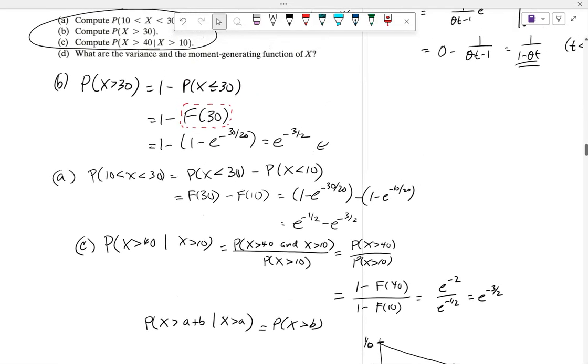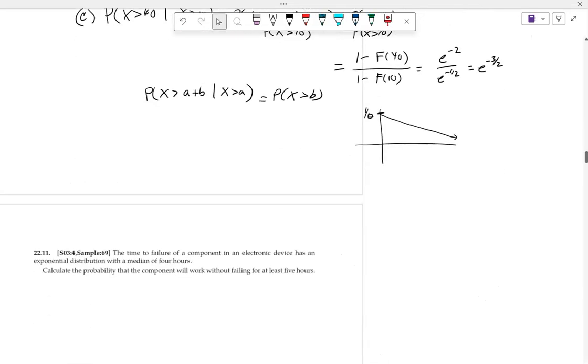Last part we should be able to answer pretty quickly. What's the variance? 400. Good. And the moment generating function will be? Good. Yep, exactly. That one okay?